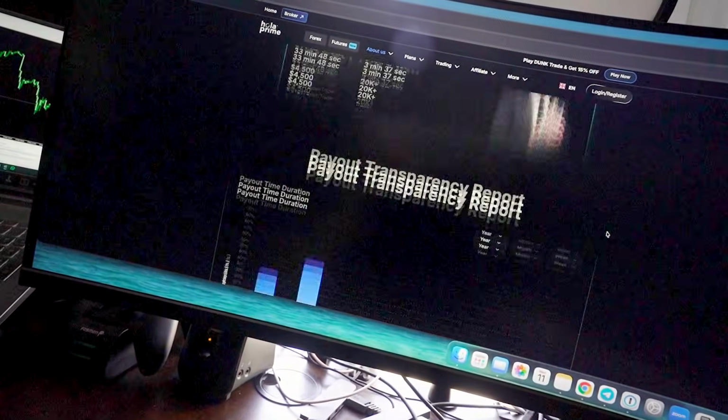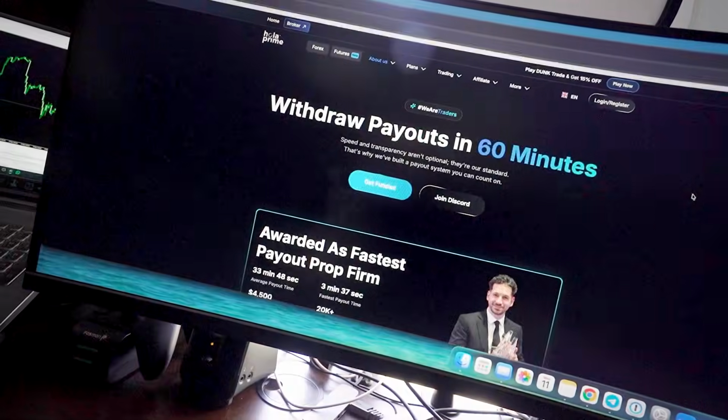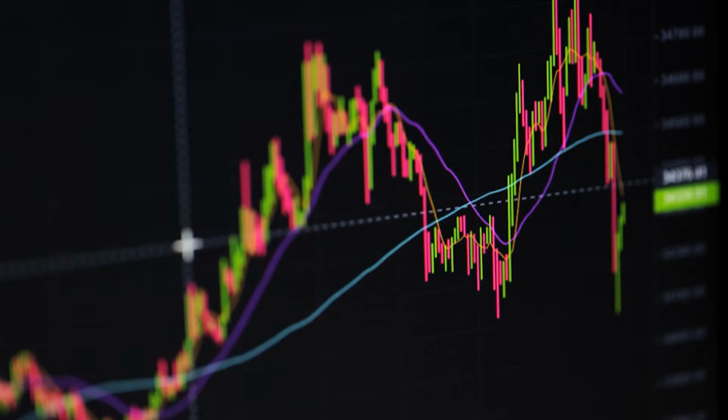You could actually pretty much track whatever they are given as their payouts, but they also have a transparency report when it comes to charts. This basically means that if you want to go and check what was the movement of the markets and the actual market itself, you can compare it with the charts on All Prime.